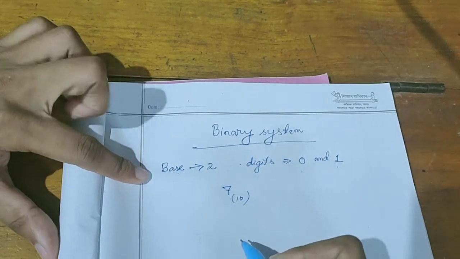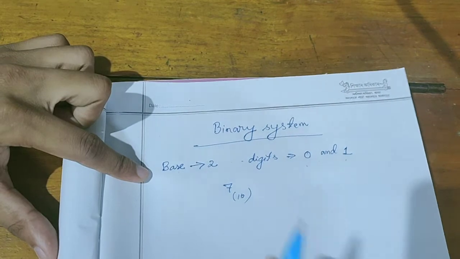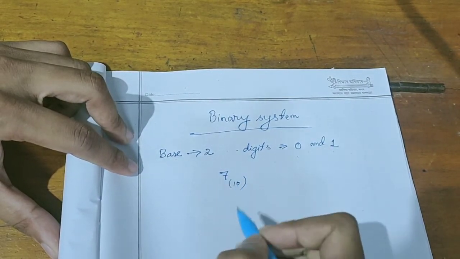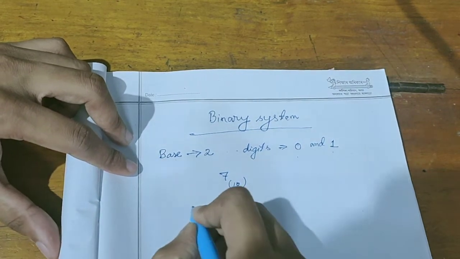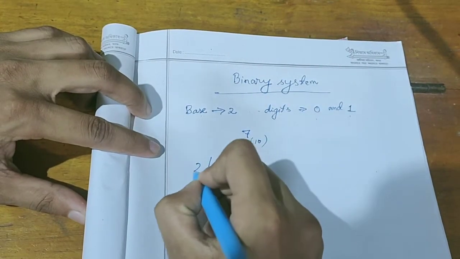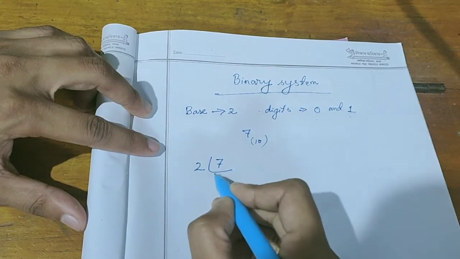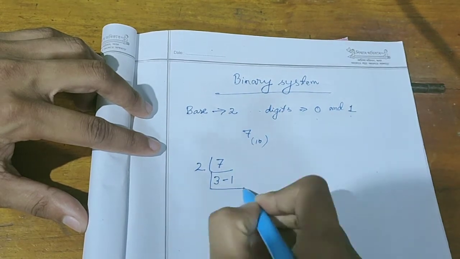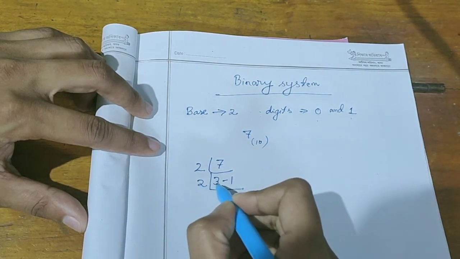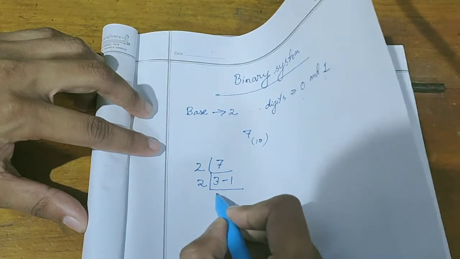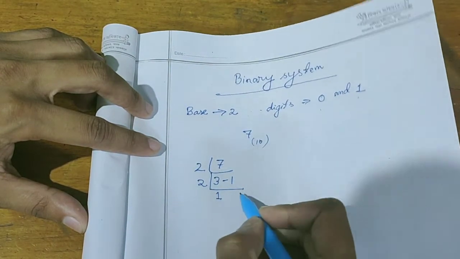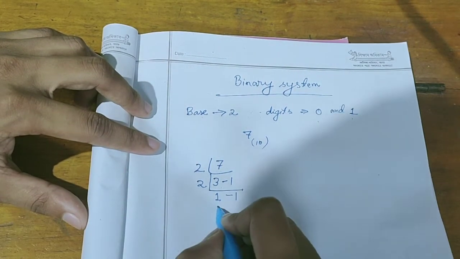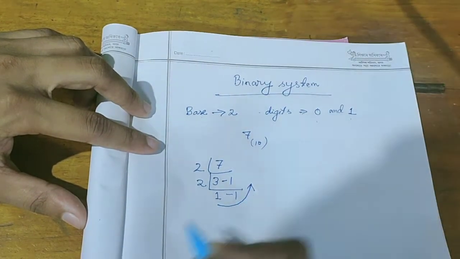Now if I want to write it in binary system, we will have to divide 7 by 2. So let's divide 7 by 2. Now 2 into 3 equals 6, the remainder is 1. Then again we divide 3, 2 into 1 equals 2, the remainder is 1. So the way was to write it like this.